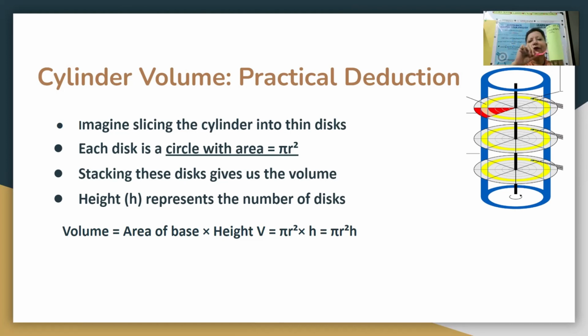So the entire volume that can go in is pi r square into h. And so that is area of base into height. And you have your formula coming up as pi r square h. So that was the volume of a cylinder. Now, whether it be an open cylinder or a closed cylinder, the volume will still remain the same. It is only the surface area which will differ.